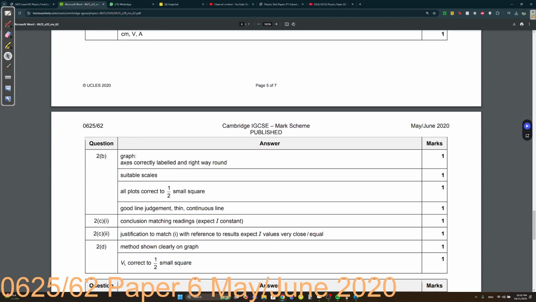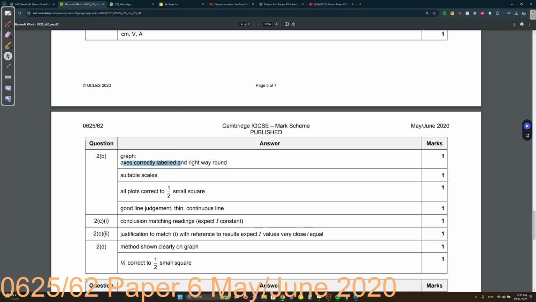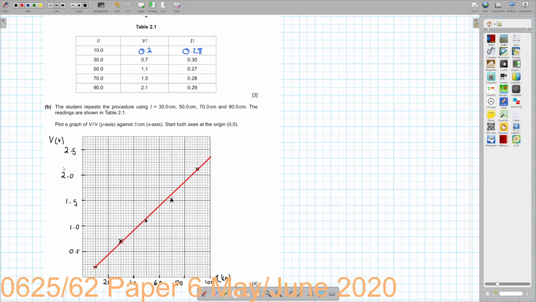By the way, the marking scheme for the graph is that one mark for the axes, the scales, that's 2 marks, and then just the points correct, and then good line judgment. Okay, we have all of these. Okay, and the axes have to be correctly labeled. Okay, don't put L here, V here.